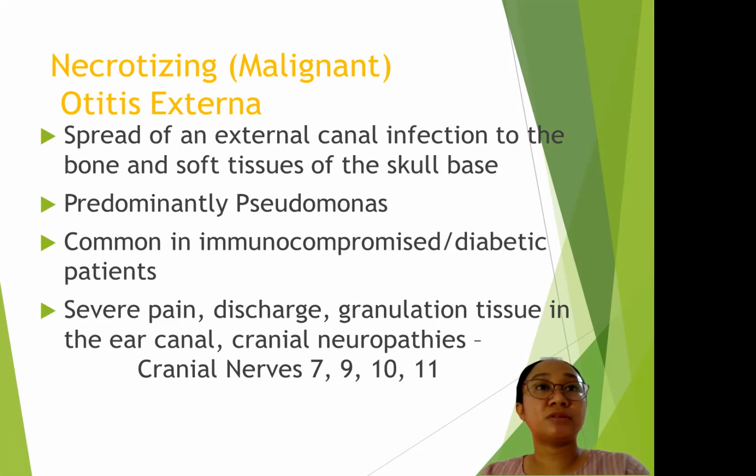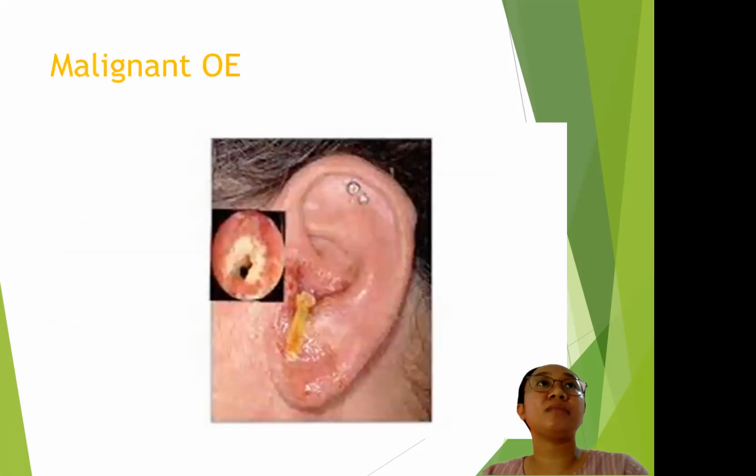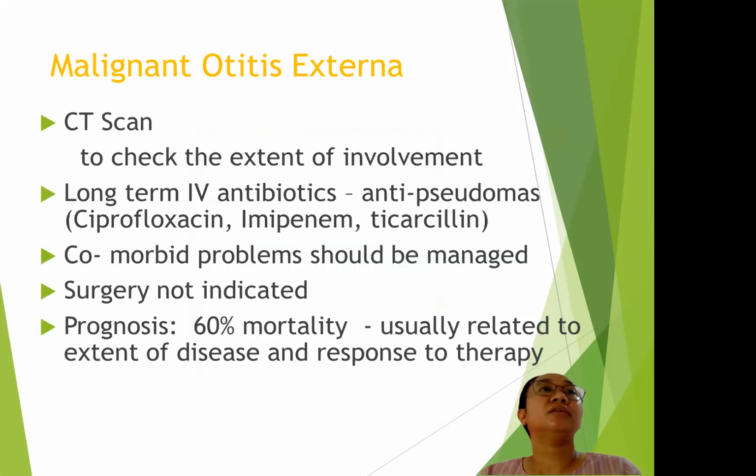They would usually present with severe pain, discharge, granulation tissue in the ear canal, and cranial neuropathies involving cranial nerves 7, 9, 10, and 11. This is how malignant OE would appear. So a CT scan should be done to check the extent of the involvement. And IV antibiotics with anti-Pseudomonas coverage should be started ASAP in the form of ciprofloxacin, imipenem, ticarcillin. The comorbid problem should be managed as soon as possible, and blood sugar should be controlled.